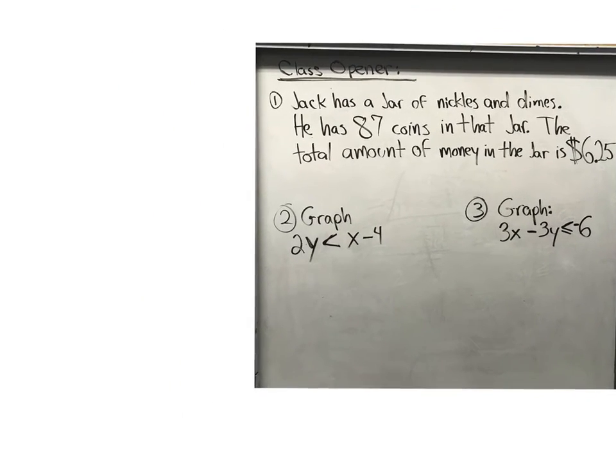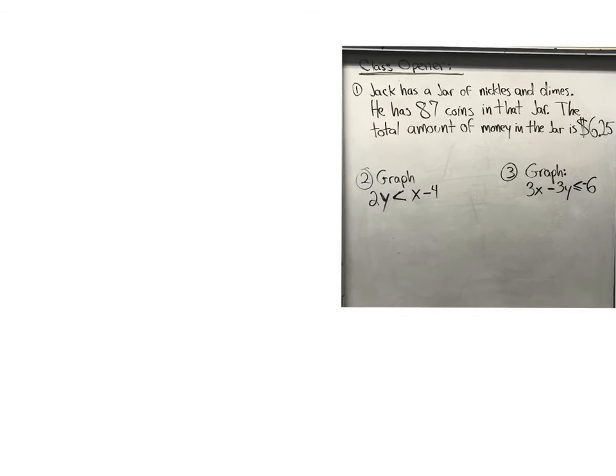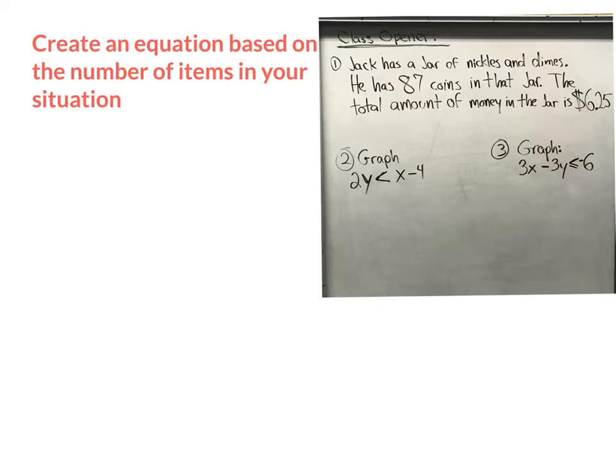So let's first create an equation based on the number of items that you're dealing with. So what are we dealing with, guys? What kind of items? Are we dealing with movie tickets? What are we dealing with? Money. And what kind of money specifically? What kind of coins specifically? Nickels and dimes. So obviously we have two items, right?